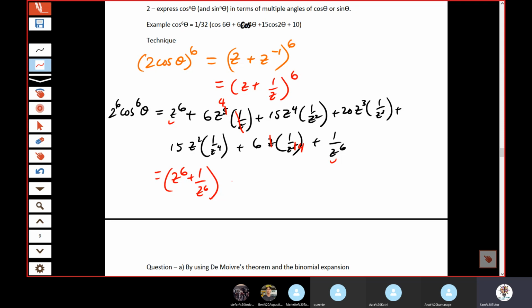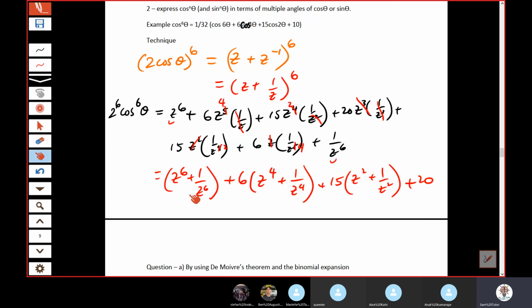How do you factorize these two? You factorize 6 out, and you're left with z^4 plus 1 on z^4. The next one, squared for 2, squared for 2. Again, what do we factorize out in this case? 15, right? The common factor in both will be 15. z squared plus 1 on z squared. Last one, plus 20.